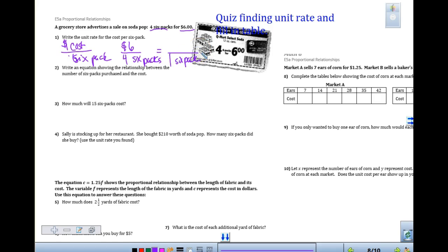Okay? Can we have decimals? Yes, because we're dealing with money, right? So you can have a decimal when you're doing that. So question 1 just says get the unit rate. Question 2 says write an equation. Equation should look like what? Y equals unit rate times our x. And then that's how you're going to use it to solve these other ones.